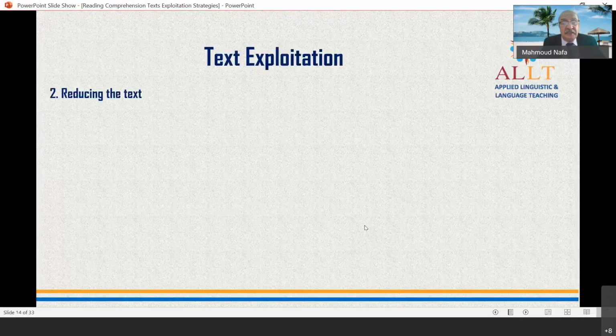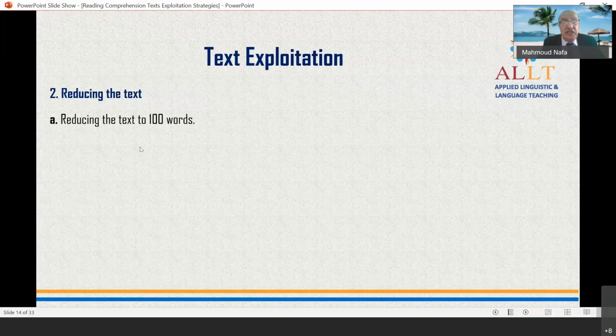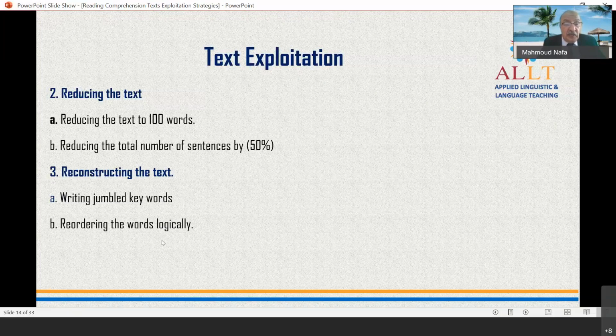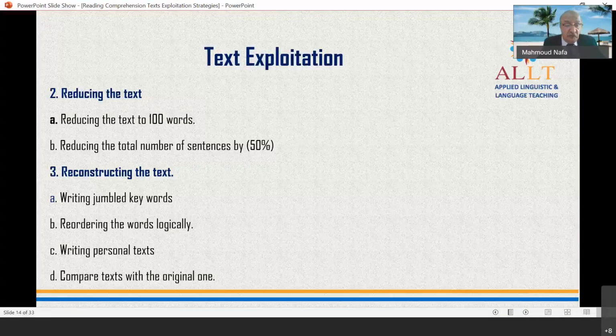Now, reducing the text. If I have a text, I ask them, could you summarize or paraphrase the text to be just 100 words? Or reduce the total number of words by 50%. Reconstructing text: writing jumbled keywords and reordering them logically. Writing personal text: write something, imitate. As you read this story, write a story expressing the same theme from your point of view. And then after reading or changing the text, compare the text that you composed with the text that you see.